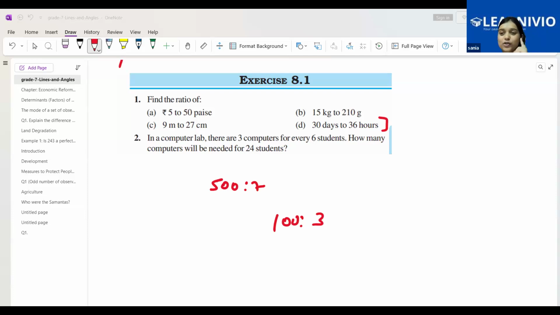Okay, Shreya and Basim, you got 12? No, ma'am. What did you people get? I got 12 only. 20:1. Okay.